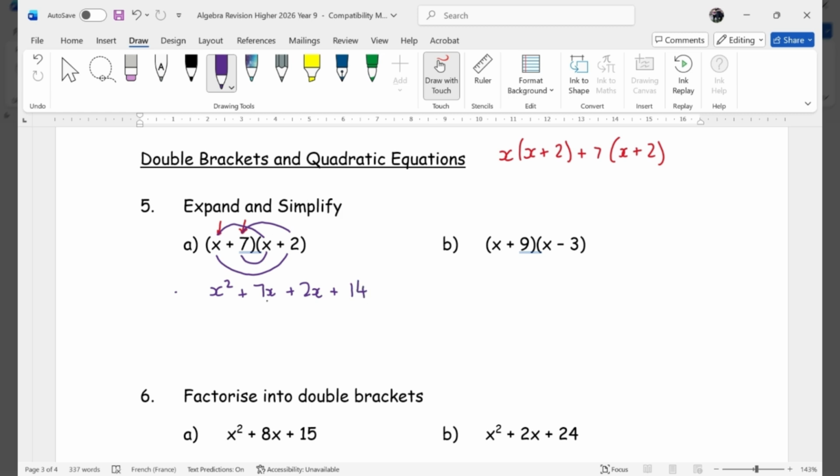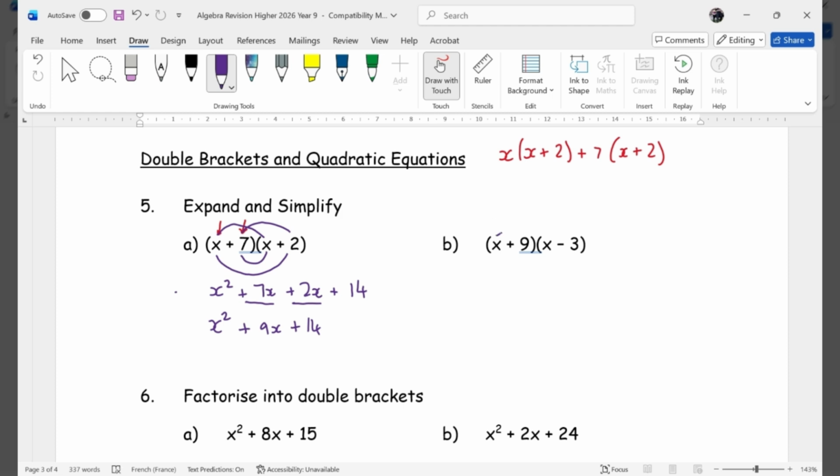It does ask us to simplify our answer. So we've got three different families here. We've got the x squared family, the x family, and the number family. Well, the only thing in the x squared family is that. In the x family, we've got 7x's, add another 2x's, which is 9x's. And then we've got the 14 on the end.